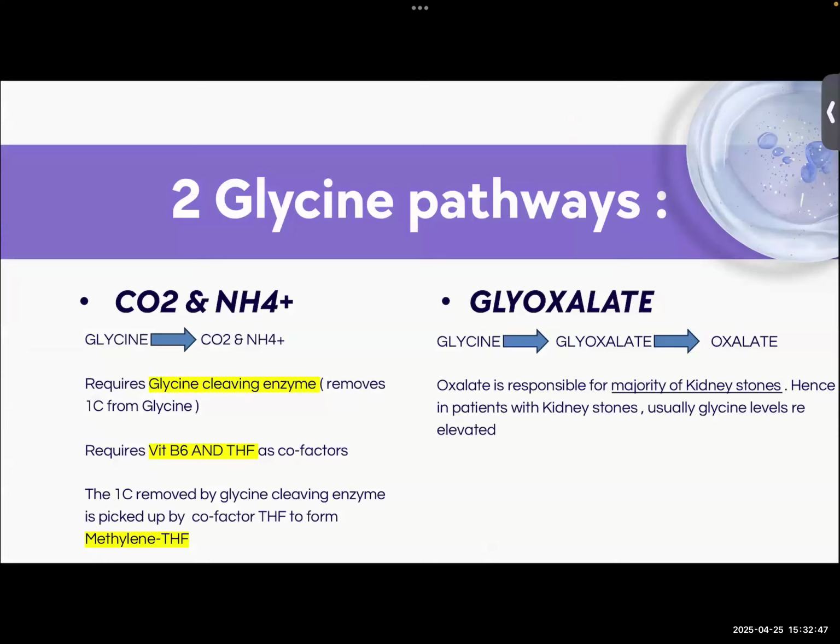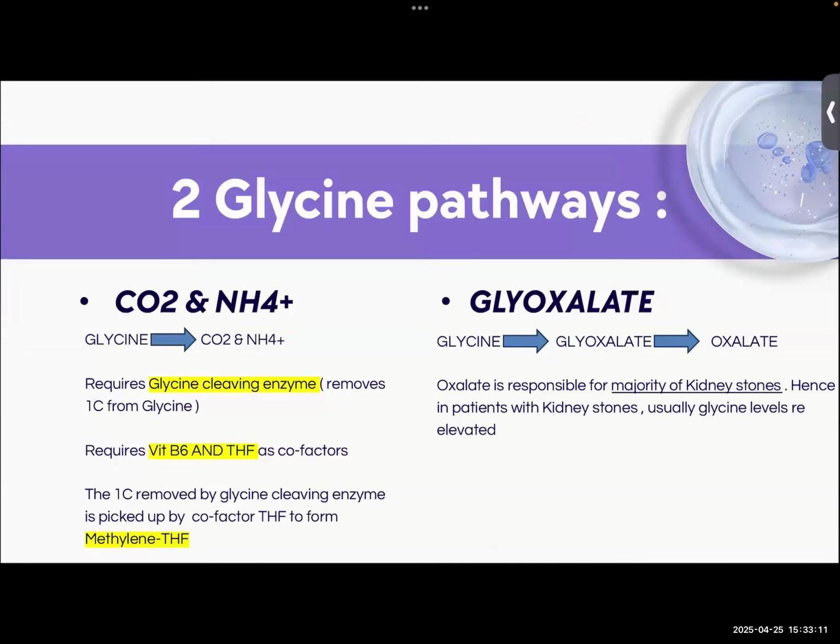Now, as I said, there's two pathways for glycine breakdown. The first one is it being converted into carbon dioxide and ammonium. It requires an enzyme called glycine cleaving enzyme. Again, this is important. Please remember this. And what this enzyme does, you can understand by the name. It removes one carbon from the glycine because it's a cleaving enzyme.